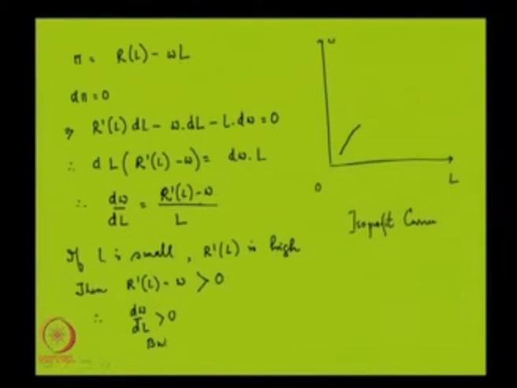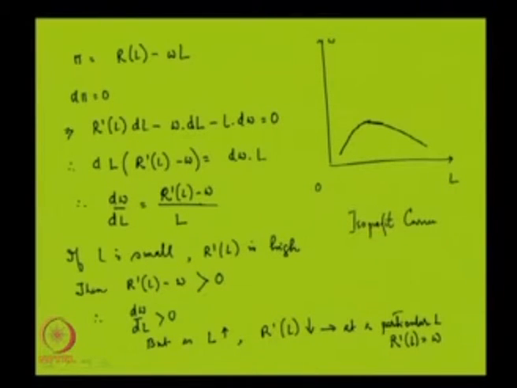but as L goes on rising, R prime L will go on declining, and eventually a situation will come where, at a particular L, it will happen definitely that R prime L is equal to W, and if R prime L is equal to W, the slope becomes 0, and you can figure out if L rises further, the slope becomes negative, because then W becomes higher than R prime L. So, I have a declining part of this isoprofit curve.